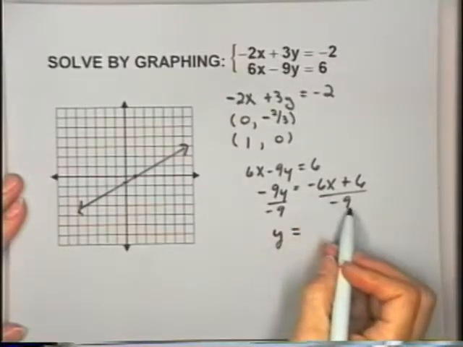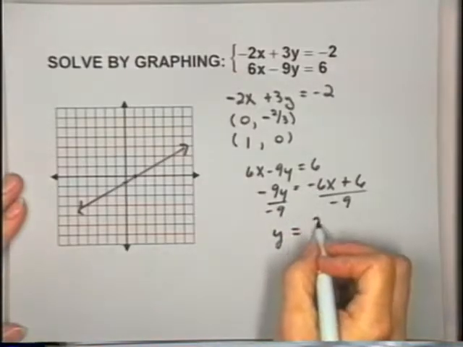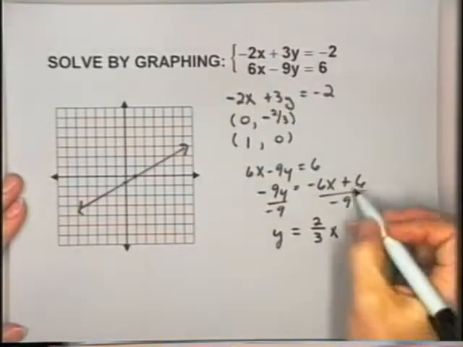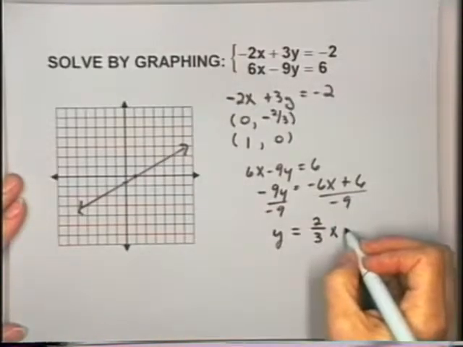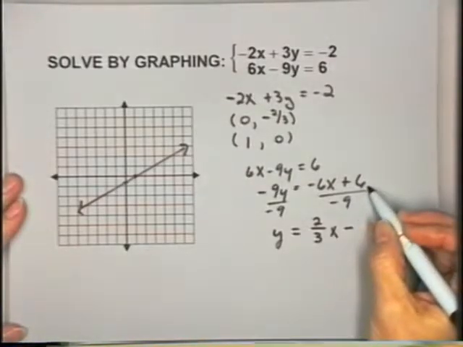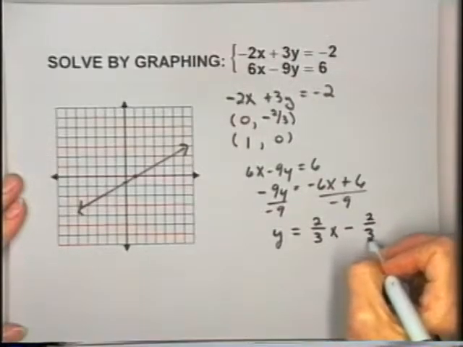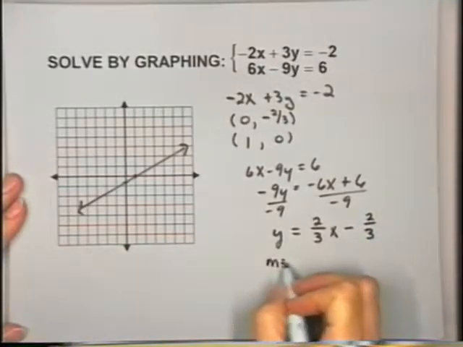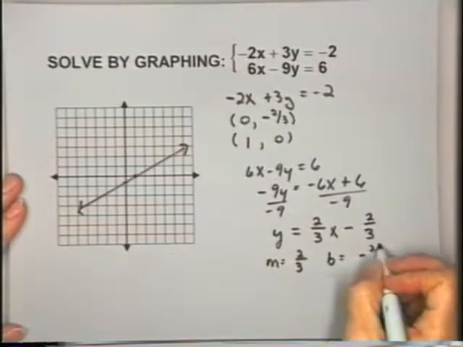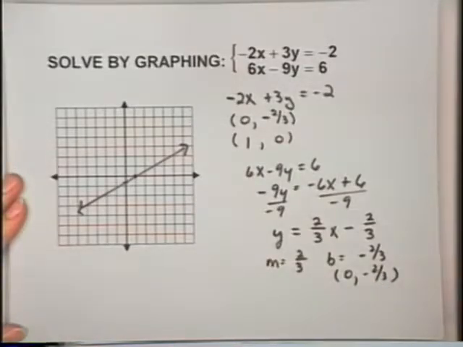6 and 9 have a common factor of what? 3. Dividing by 3, I get a 2 over 3. So I have 2/3 x here. A positive divided by a negative is a negative. 6 over 9, again I have a common factor of 3. Dividing by 3, I get a 2 over 3. My slope is 2/3. My y-intercept is negative 2/3, or (0, negative 2/3).